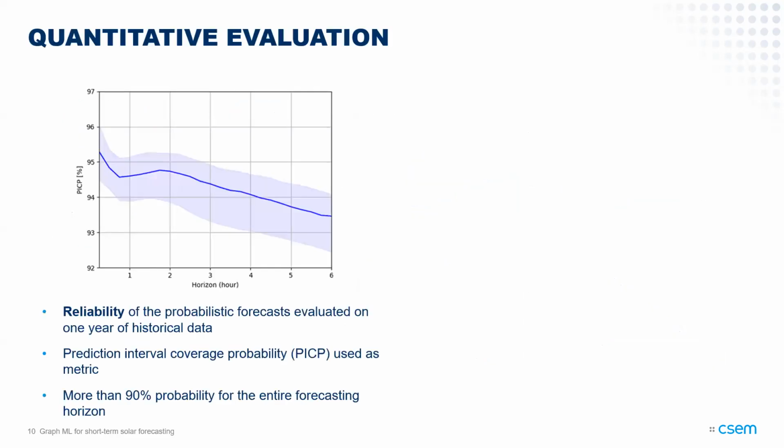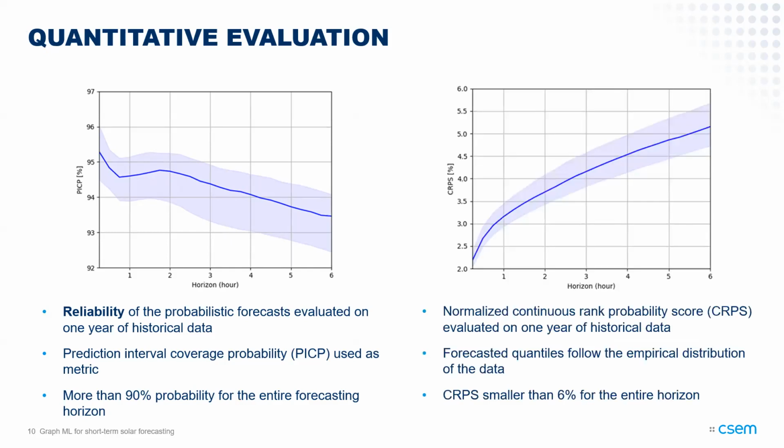Now, a bit of a quantitative evaluation of the probabilistic forecast. Reliability is an important quantity to forecast. So we see that the PICP, or the prediction interval coverage probability, is good. But we know that reliability is nice to have, but it's not the whole picture. So we also use the peak-normalized continuous rank probability score to evaluate the probabilistic forecast. We evaluate them on 1 year of historical data. Now you see that it can follow more or less the quantiles with always a CRPS of less than 6% for the entire forecast horizon.